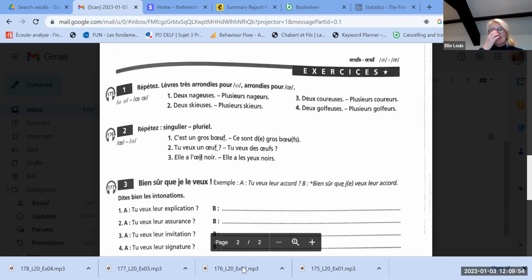So different, isn't it? Yeah, tu veux un œuf? Tu veux des œufs? You really get points for being able to pronounce that correctly.